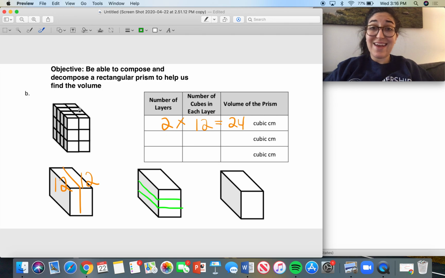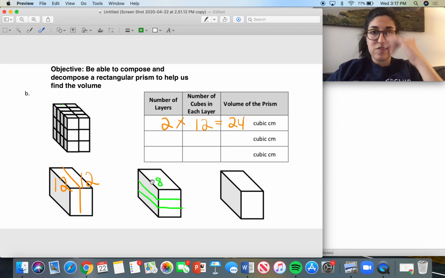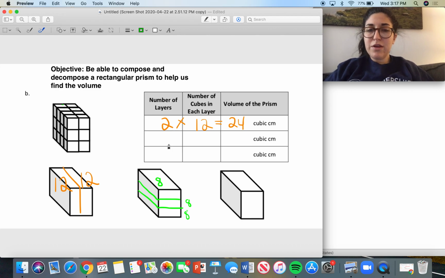Well, we can count them, and I can actually see all of the top ones. 1, 2, 3, 4, 5, 6, 7, 8. So the top layer has 8 cubes. Now if the top layer has 8 cubes, I know it's going to be the same going down, so the middle layer is going to have 8 cubes, and the bottom layer is also going to have 8 cubes. So here, how many layers did I have? 1, 2, 3. I had 3 layers. How many cubes are in each layer? 8.